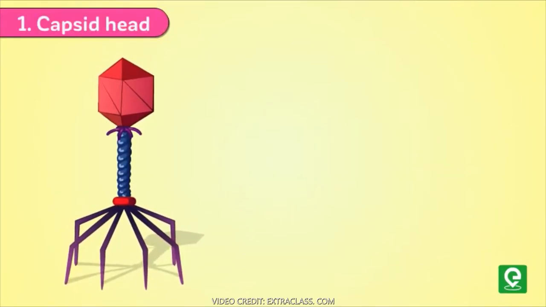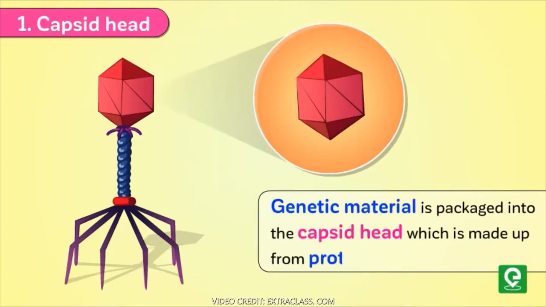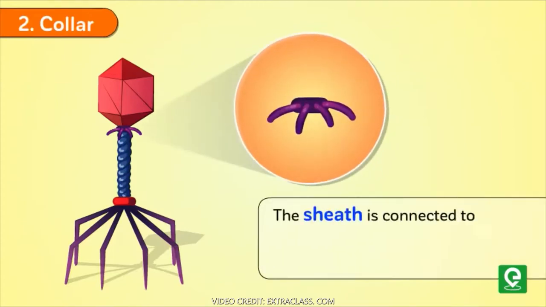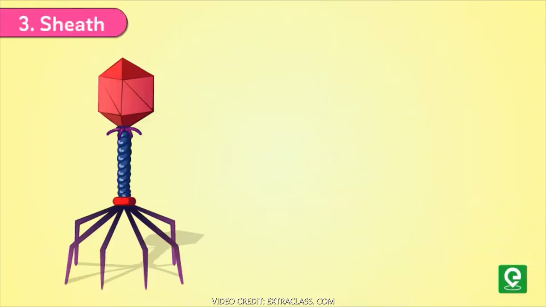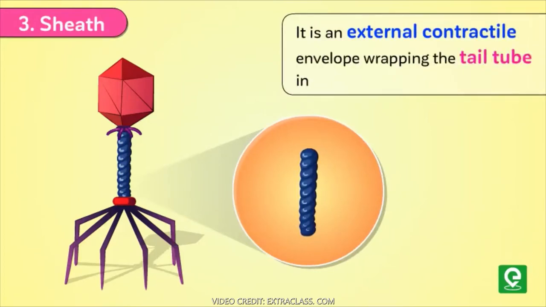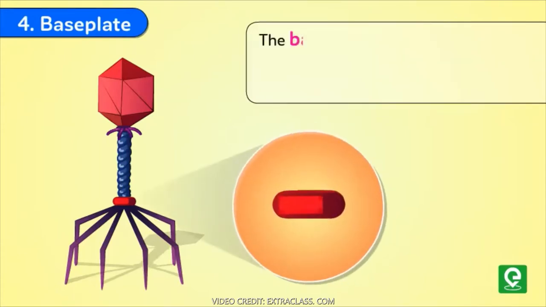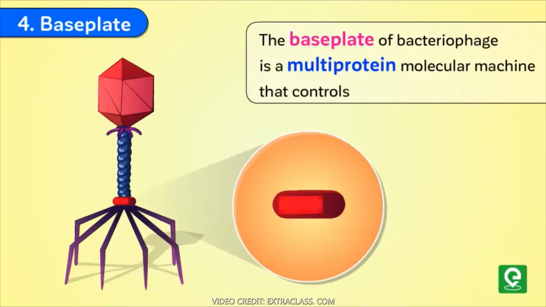Number 1. Capsid head. Genetic material is packed into the capsid head, which is made up of protein. Number 2. Collar. The sheath is connected to a thin disc or collar at the head end and to a base plate at the tip end. Number 3. Sheath. It is an external contractile envelope wrapping the tail tube in some viruses. Number 4. Base plate. The base plate of a bacteriophage is a multi-protein molecular machine that controls host cell recognition.